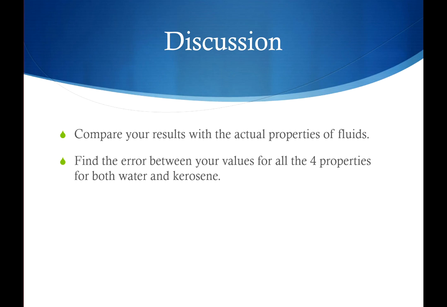So lastly, for our discussion, we have to compare our results with the actual properties of fluids. We have to find the error between your values for all the 4 properties for both water and kerosene. So after understanding and performing the experiments, in this case watching the videos I made for you, you will be able to start doing the report, where in the discussion we recall our results, the average value in general, and start comparing them to the known value and explain their variations, such as the difference in temperature.